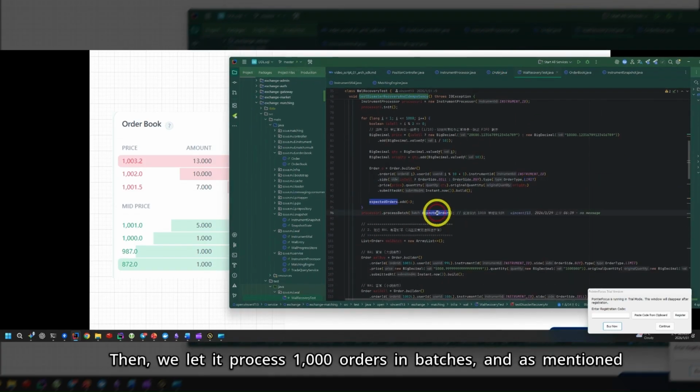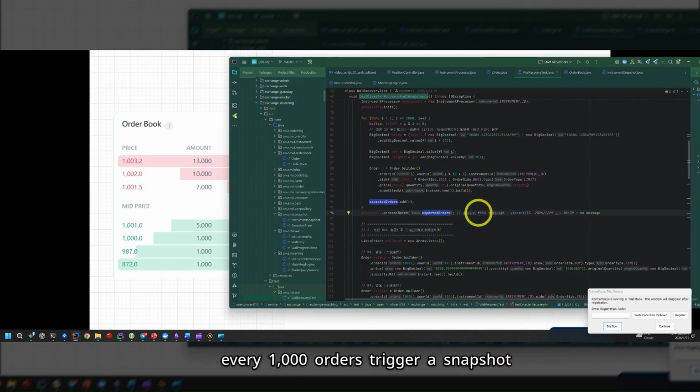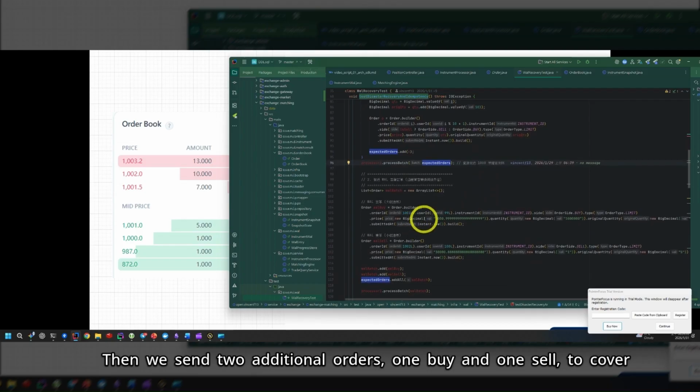Then we let it process 1000 orders in batches. And as mentioned, every 1000 orders trigger a snapshot. Then we send 2 additional orders, one buy and one sell, to cover both conditions.